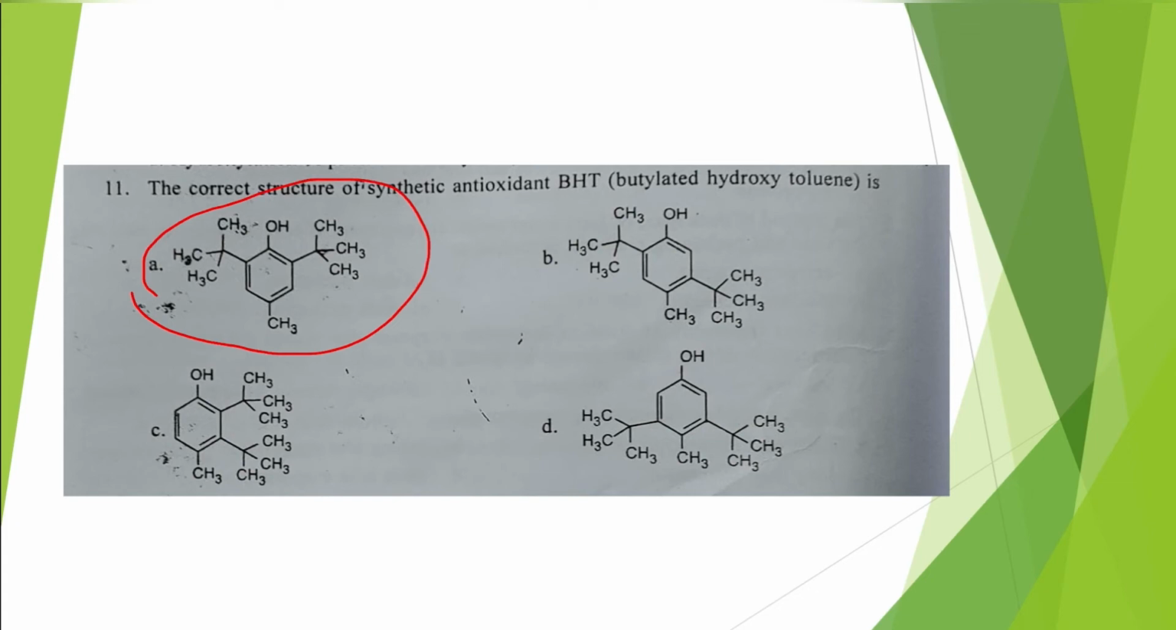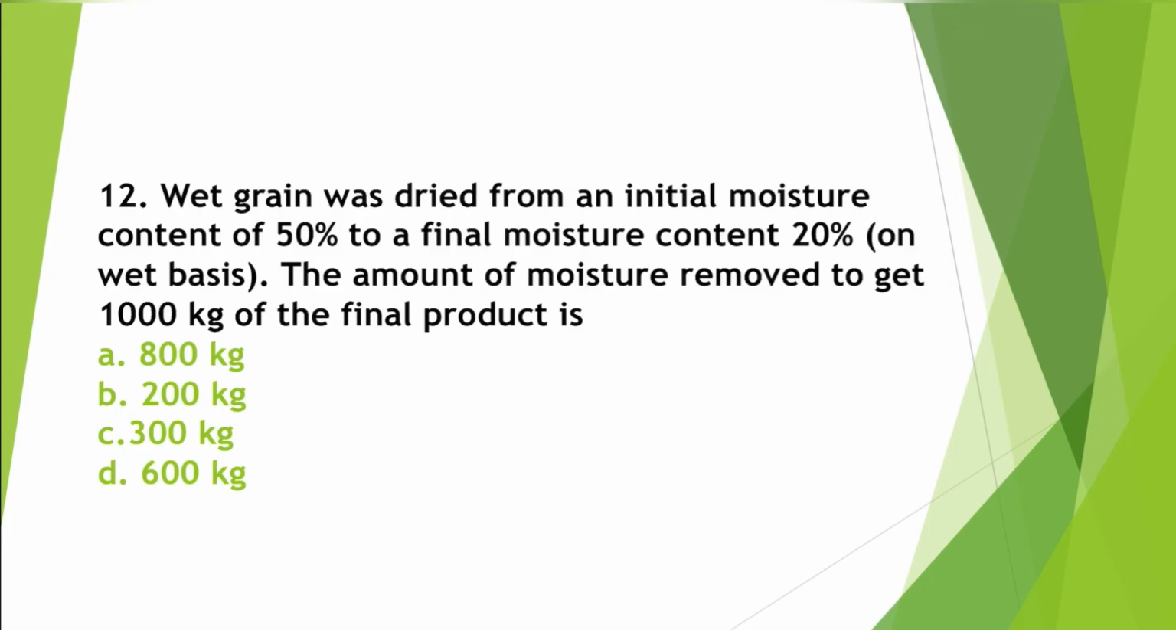Next, wet grain was dried from an initial moisture content of 50% to a final moisture content of 20% on wet basis. So the amount of moisture removed to get 1000 kilogram of the final product is, so let us solve this problem.